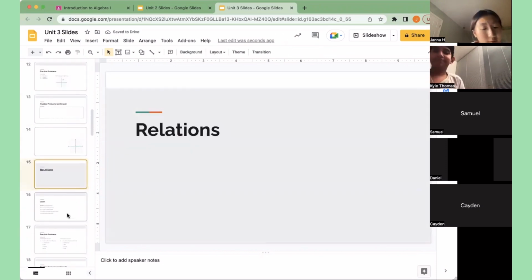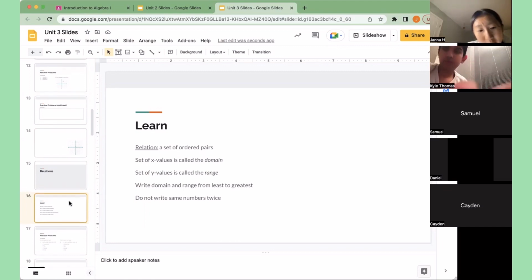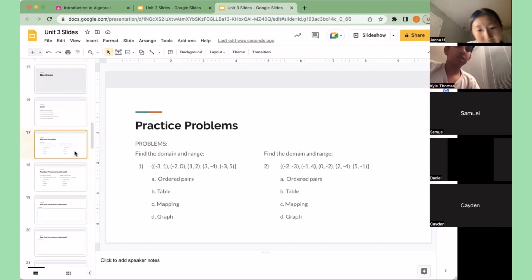Next, we're going to go into relations. So a relation is a set of ordered pairs. The set of x values is called the domain, and the y values are the range. So when you're mapping out a relation, you always want to write domain and range from least to greatest, and you don't want to write the same numbers twice. And that'll make sense in a second.